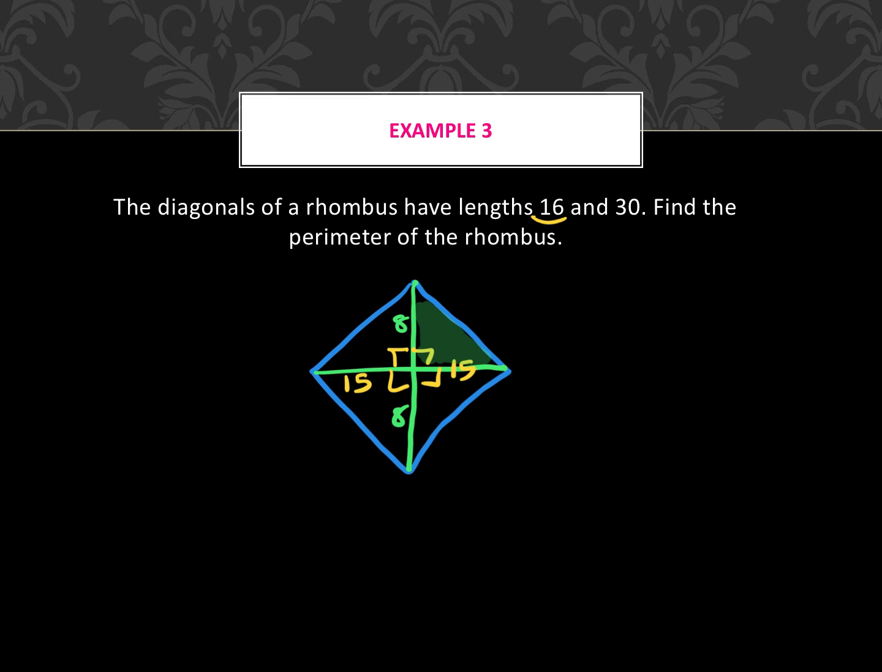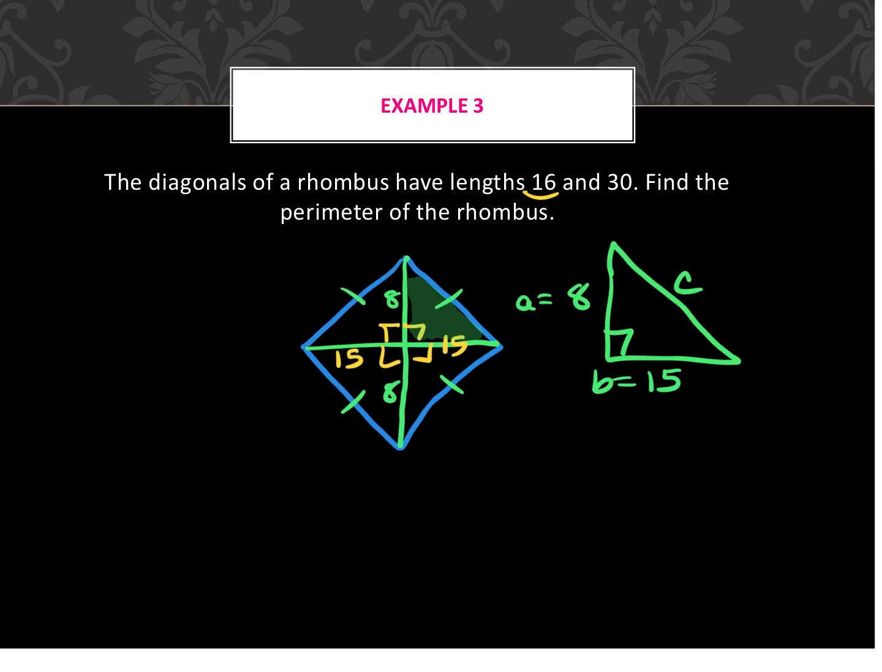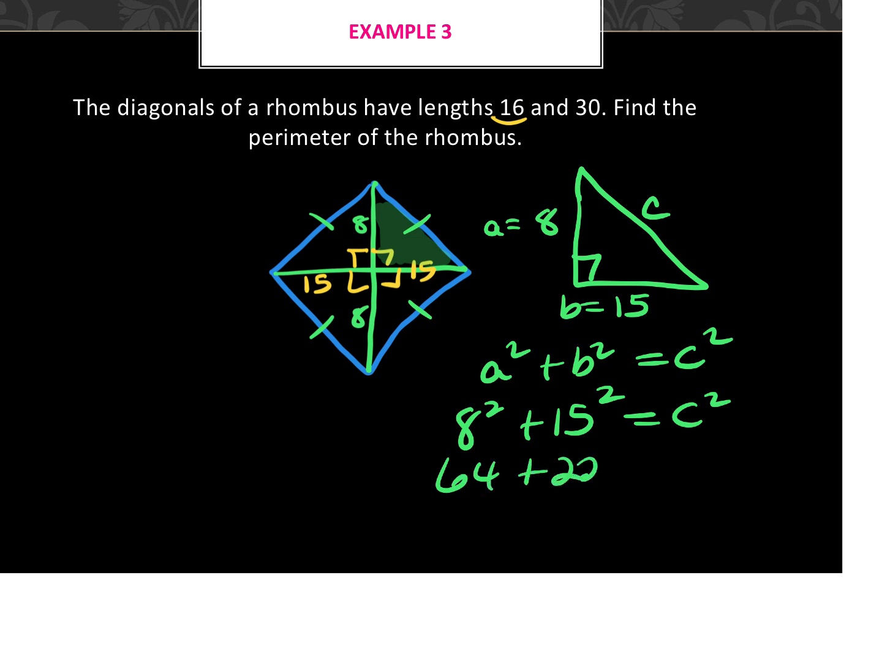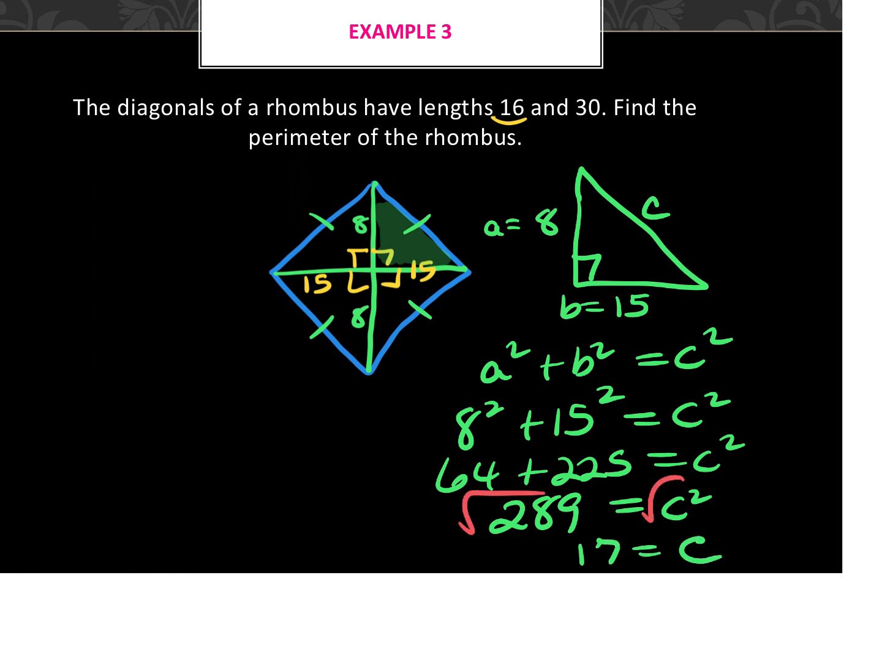It doesn't really matter. So if I pull it out, I'm trying to find the hypotenuse because that's going to give me the length of all 4 sides of my rhombus. And then I can go back and find the perimeter. So this is my A, this is my B, and this is my C. So again, A squared plus B squared equals C squared. 8 squared plus 15 squared equals C squared. 64 plus 225 equals C squared. 289 equals C squared. Square root it, and the value of C, or that side of the rhombus, is 17.